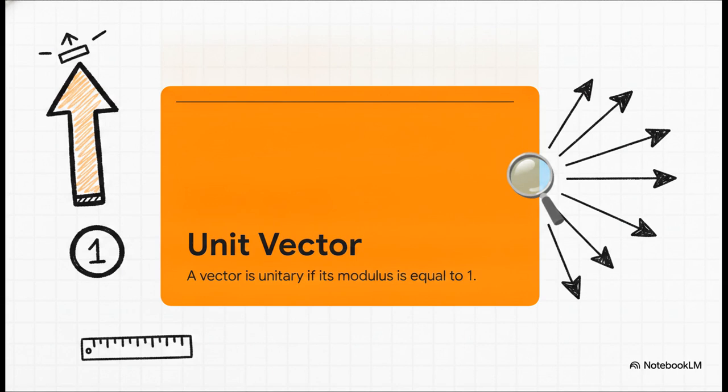What is it? It's simply a vector whose modulus, again its length, is exactly equal to 1. So the crucial point here is that a unit vector is essentially the absolute purest mathematical measurement of direction alone. By stripping the magnitude all the way down to a baseline of 1, we isolate just the directional orientation.